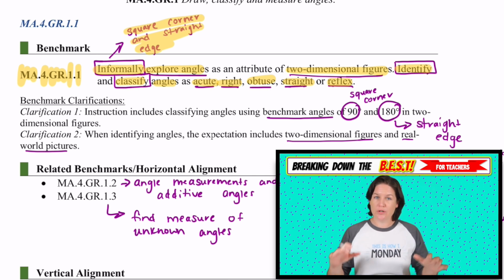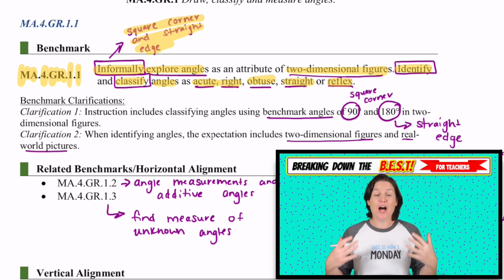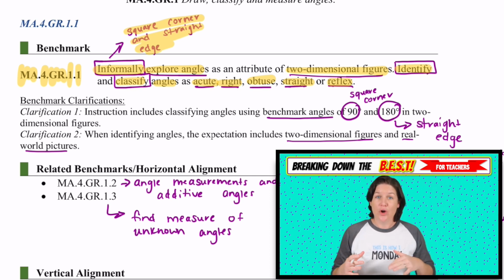We're using square corners to just determine, is it acute, less than a right angle? Is it a right angle? Is it obtuse, greater than a right angle? Or does it go past a straight line, making it a reflex angle?